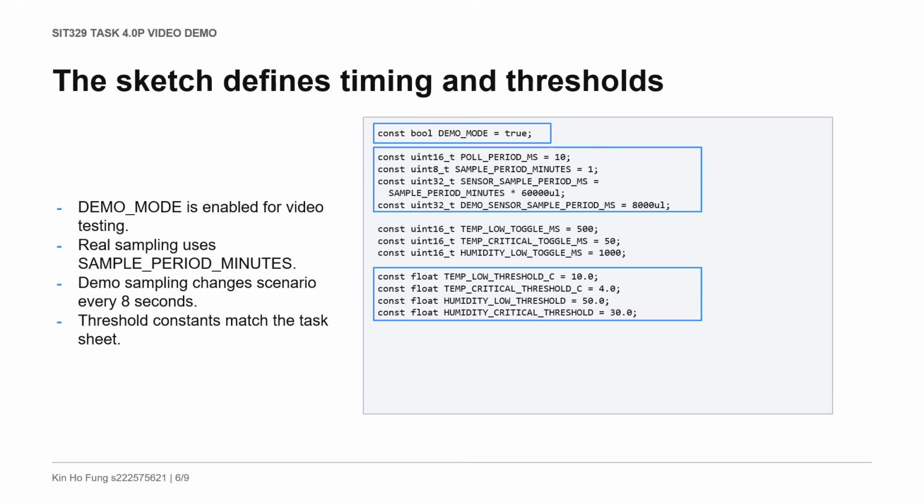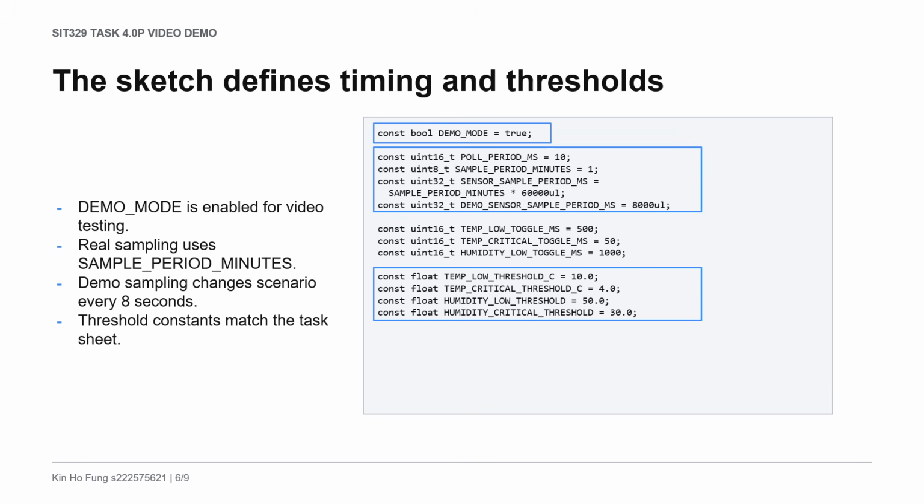This is the constant section in the main sketch. Demo mode is set to true for the video demonstration. This lets the program cycle through internal test values instead of waiting for the physical sensor to reach every alarm condition. The poll period is 10 milliseconds.